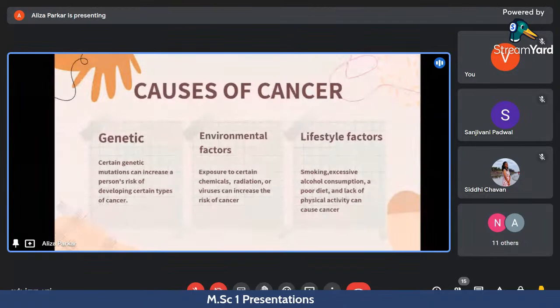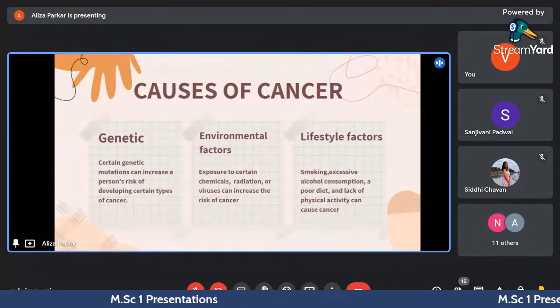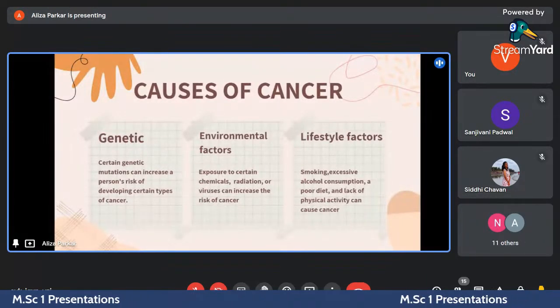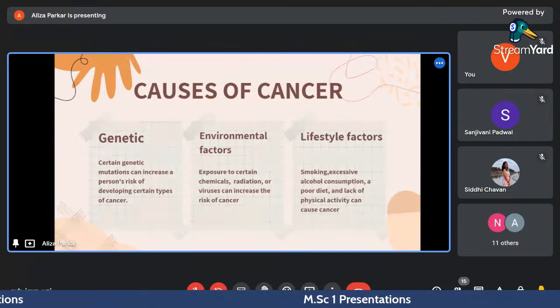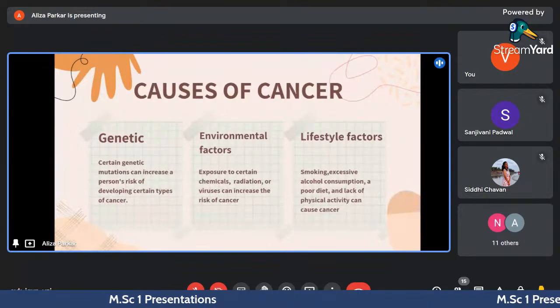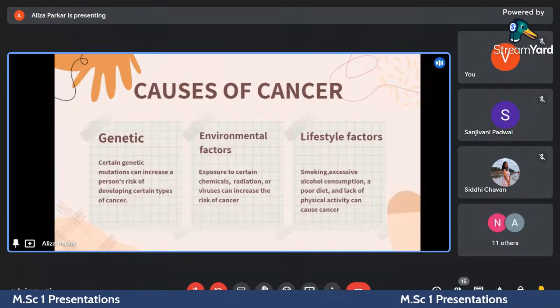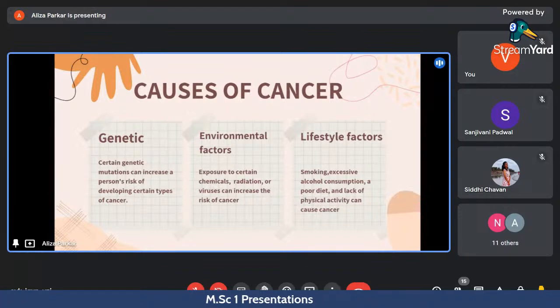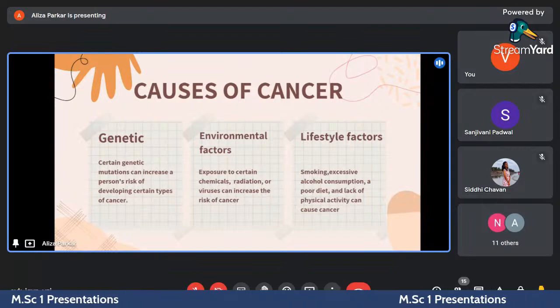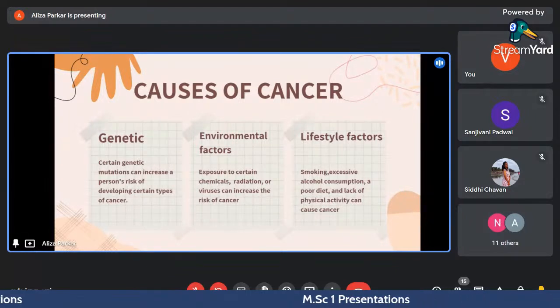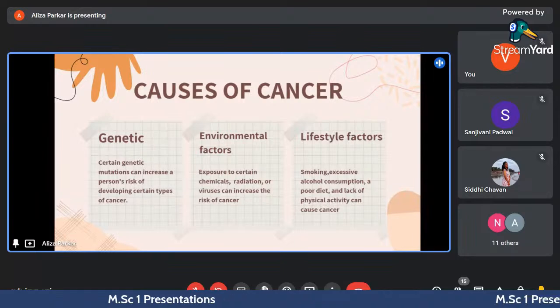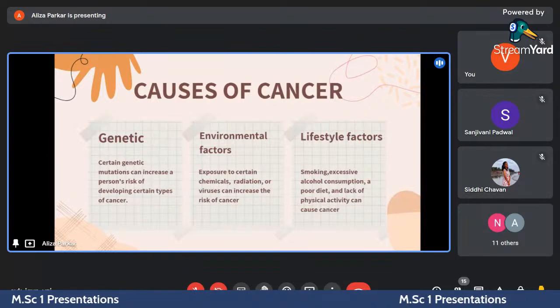Causes of cancer. There are several factors that can increase the risk of causing cancer in humans. Some of those causes are genetics, like a certain genetic mutation can increase a person's risk of developing certain types of cancer. Environmental factors like exposure to certain chemicals, radiations, or viruses can increase the risk of cancer. And lifestyle factors: smoking or excessive alcohol consumption, poor diet, and lack of physical activity can also cause cancer.